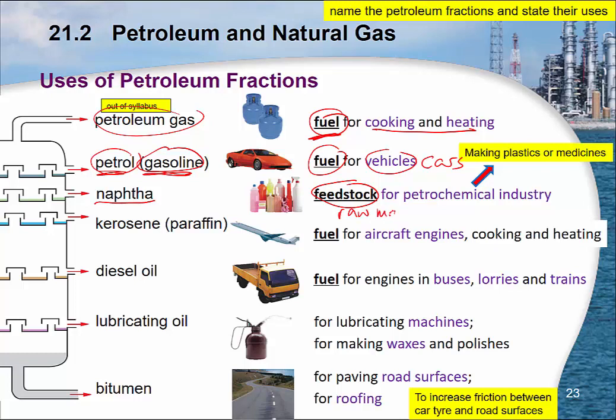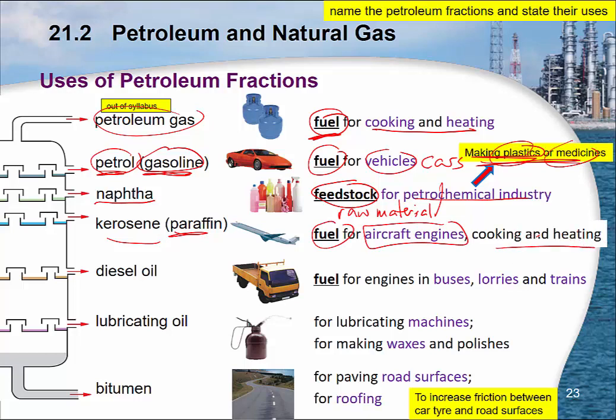Raw material for petrochemical industry. Sometimes you can just say that, oh, it's raw material for making plastics and medicines. Okay, so it's petrol related chemical industry. So it's raw material for all this petrochemical industry, like making plastics, medicine, and so on, even making alcohol. Now kerosene, or you call it paraffin, is a fuel for aircraft engines. It can be used for cooking and heating also, but of course not in Singapore.